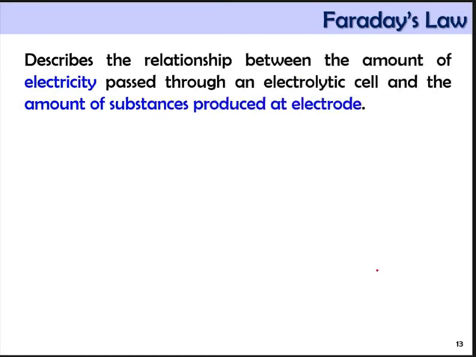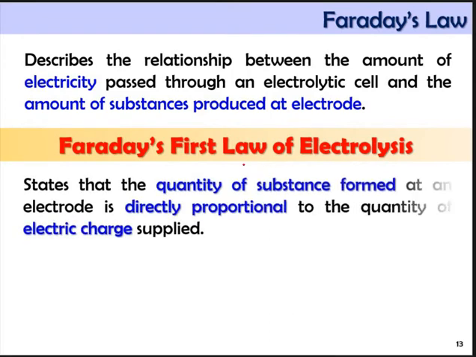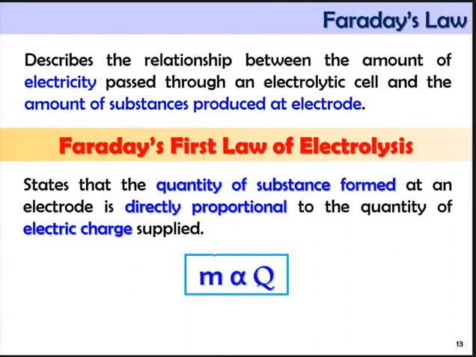So kita masuk the next part, the last part, iaitu Faraday's law. It describes the relationship between the amount of electricity passed through an electrolytic cell and the amount of substances produced at electrode. So Faraday's first law of electrolysis states that the quantity of substance formed at an electrode is directly proportional to the quantity of electric charge supply. Ini dia punya relationship dia. The quantity of substance yang terhasil pada electrode is directly proportional to the quantity of charge.